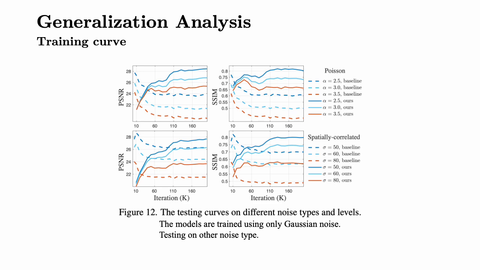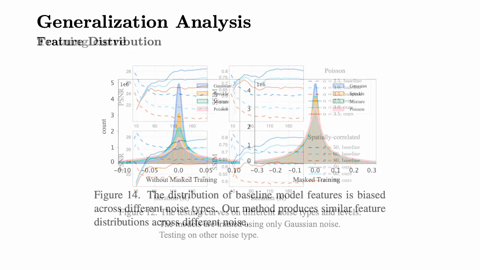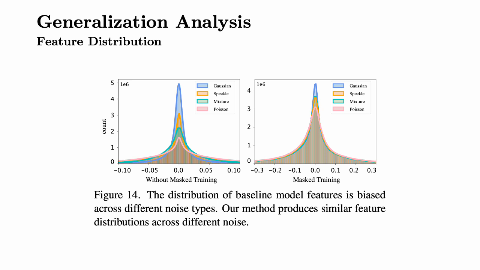We also visualize the distributions of deep features on different noise types. We can see that for the baseline model, the feature distributions under different noise types vary from each other significantly. For the model with masked training, the deep feature distributions of different noise types are close to each other. This confirms the effectiveness of our method.